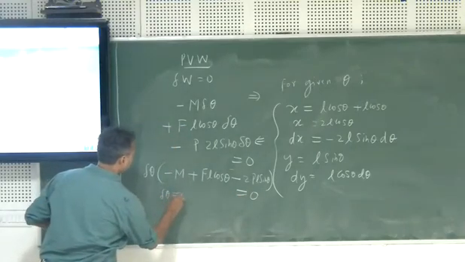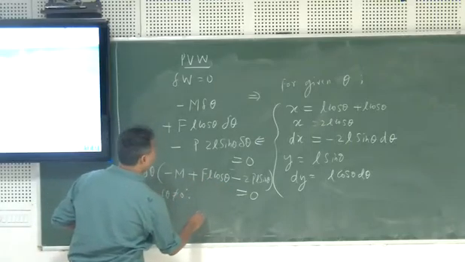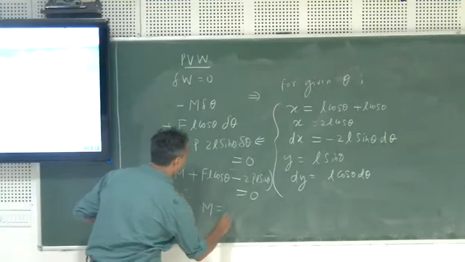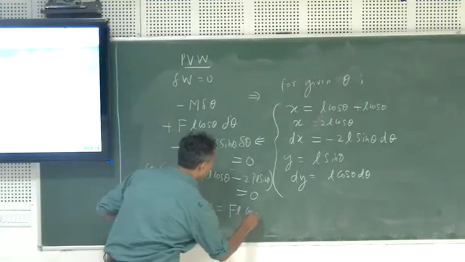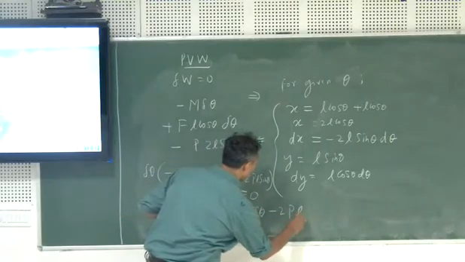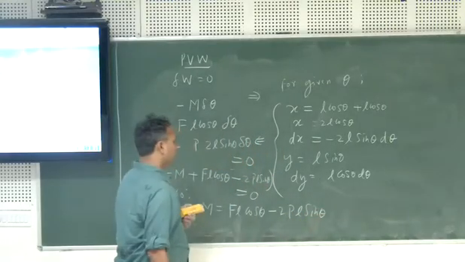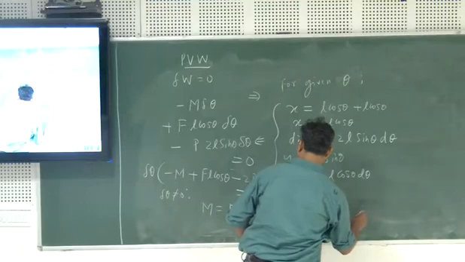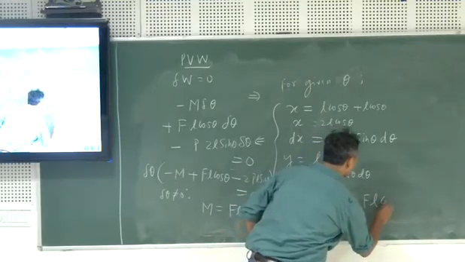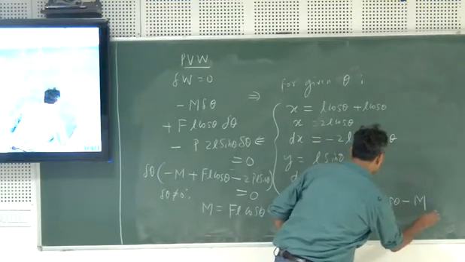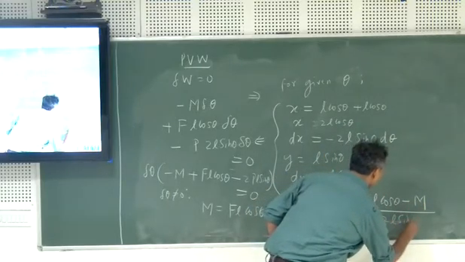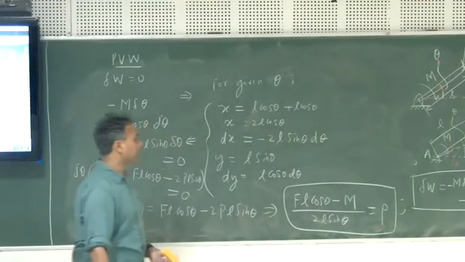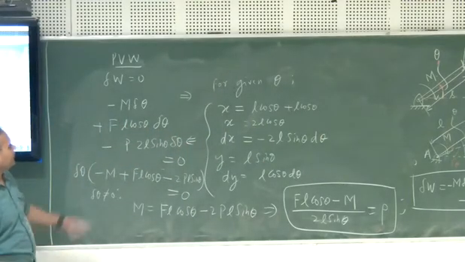Since delta theta can't be 0, to have the equilibrium, what is required is your m should be equal to F L cos theta minus 2P L sin theta. If the question says that you have to find P to bring things under equilibrium, then in that case you should have (F L cos theta minus m) divided by 2L sin theta, the force that is required to put things under equilibrium. So this is a very good example for understanding the principle of virtual work.